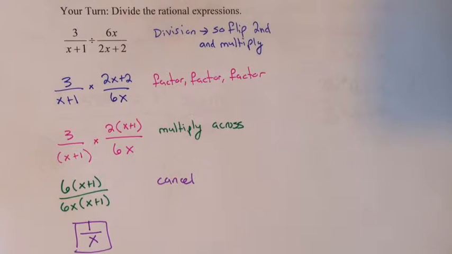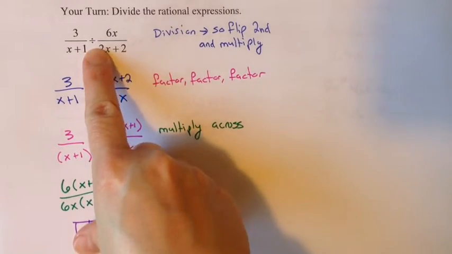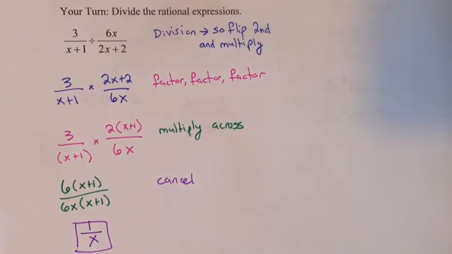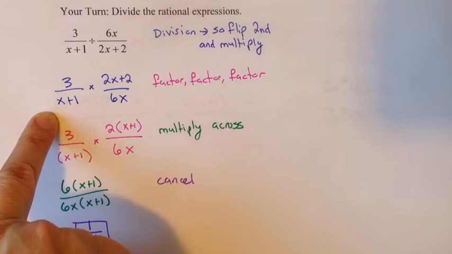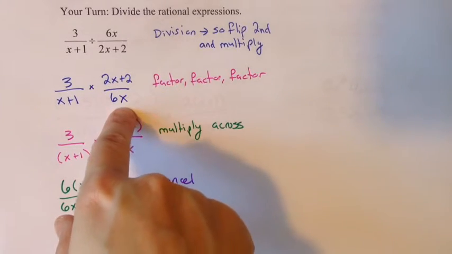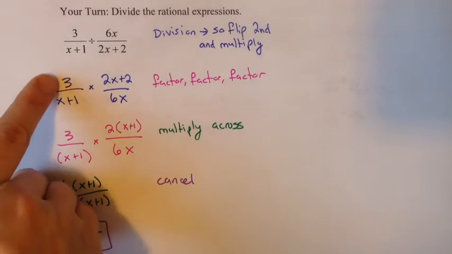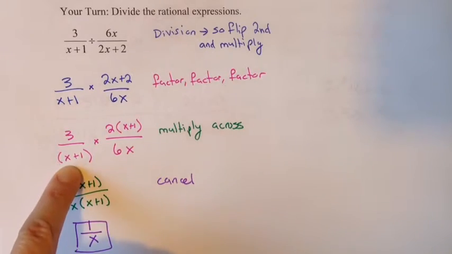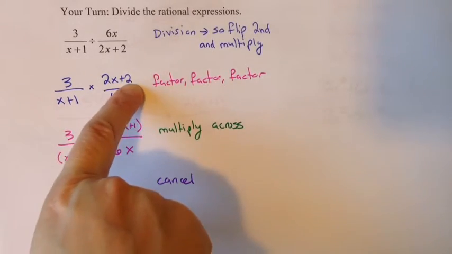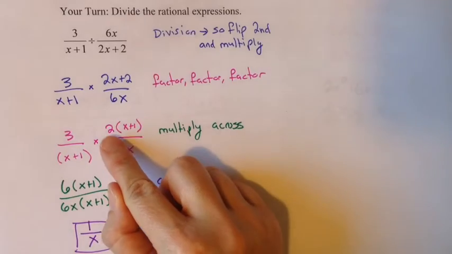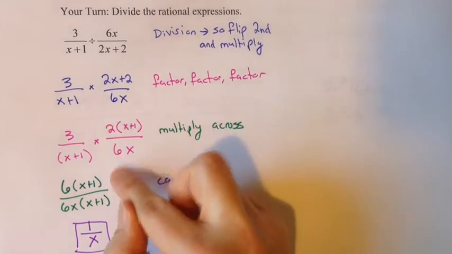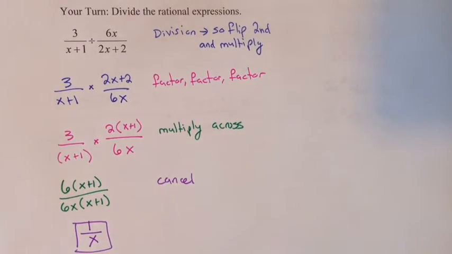And we're back. So the first thing I noticed on this problem is that it's division, which tells me right away that I'm going to flip the second one and change the sign to multiply instead of divide. So now I have 3 over x plus 1 times 2x plus 2 over 6x. Now that I've dealt with the division, I'll factor everything in sight and then multiply across. 3 doesn't factor, x plus 1 doesn't factor, 2x plus 2 I can factor a 2 out of, leaving me with 2 times x plus 1, and 6x doesn't really factor any further either.